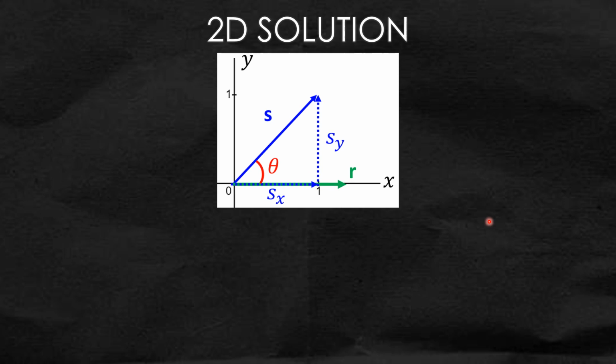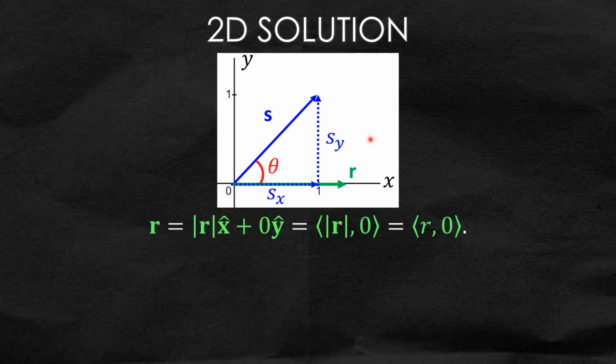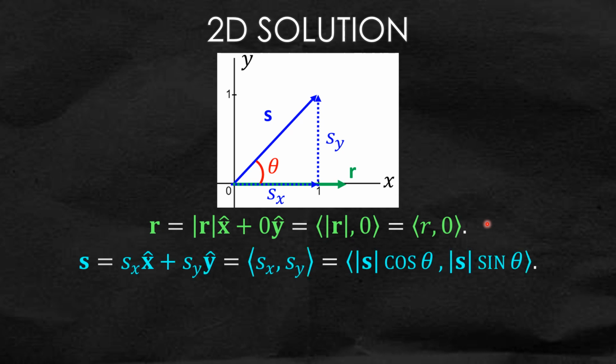Alright, so let's get started with this simple 2D example. Imagine two vectors, one aligned with the x-axis and the other at an angle theta, as we see with the r on the x and s in the xy plane at some angle theta. Now from the diagram, it's quick to see that the vector r has all of its magnitude in the x direction and none of it in the y direction. Writing this in angle bracket notation leads us to r and 0 for our components.